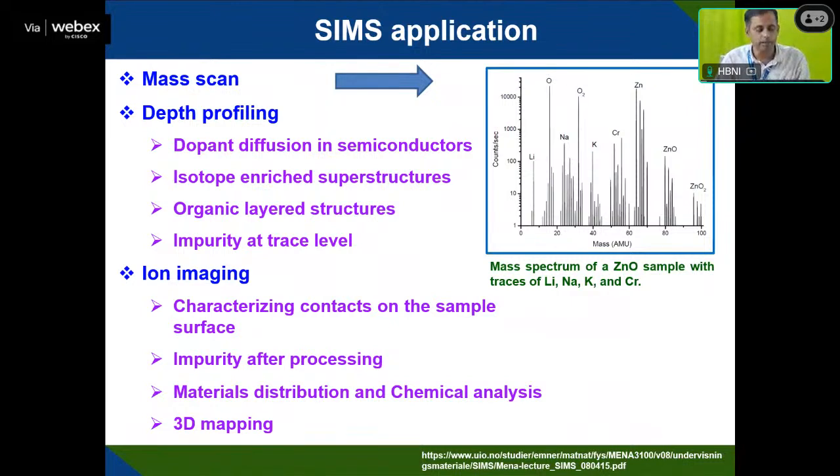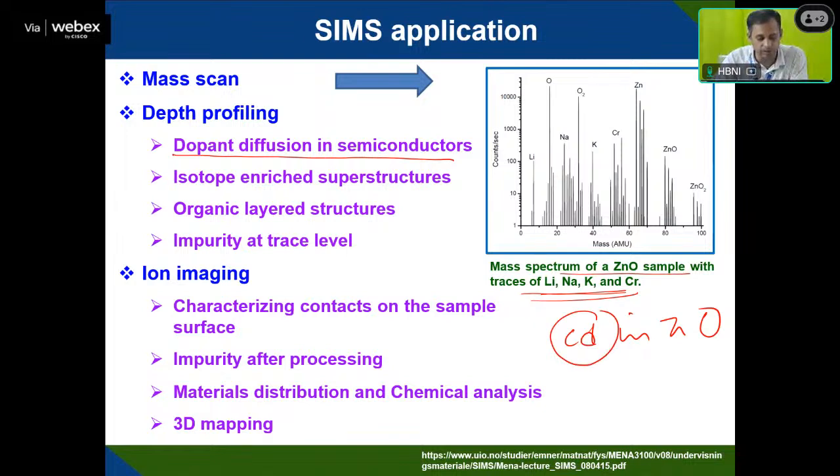In this application you can mainly do a mass scan and identify the different elements present in the material. This is a mass spectrum of a ZnO sample with lithium, sodium, potassium, chromium. You can see all those elements. You can also do depth profiling through the ion beam, because of this bombardment. Once the top surface is removed, you can go deeper and deeper and see the dopant diffusion, how different dopants are distributed. For example, if you are doping cadmium in zinc oxide, how is the cadmium distributed inside? Those things are measured.